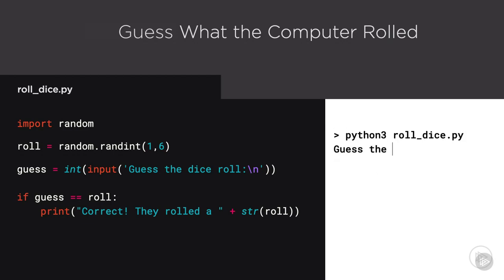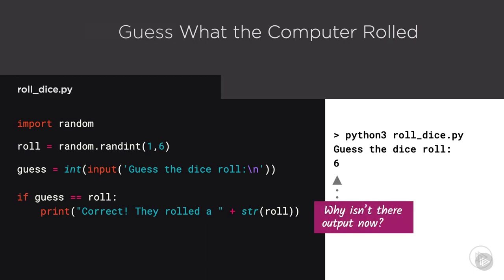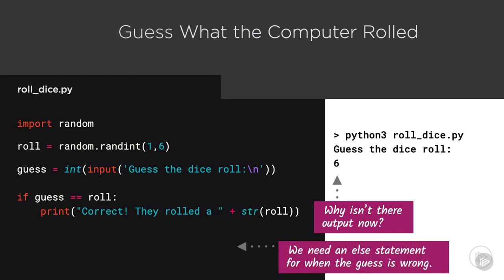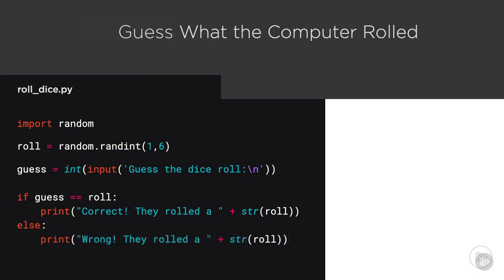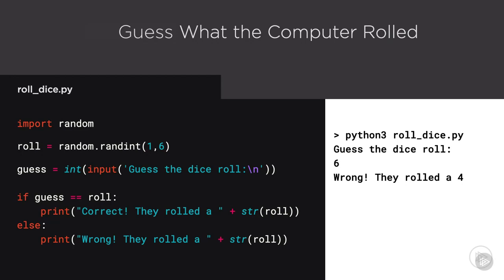We went ahead and ran the program again, and the user entered 6 as a guess again, but now we don't see any output. That means the roll wasn't equal to the user's guess. So we need to add an else statement for when the guess is wrong. We can add an else statement that prints wrong, they rolled a, concatenated to the value of the roll variable. And if we run this, we can see the user entered a guess of 6, and we can see wrong, they rolled a 4 printed to the screen. If we ran this many more times, we would hope to see a mix of right and wrong guesses for a lot of different dice rolls.